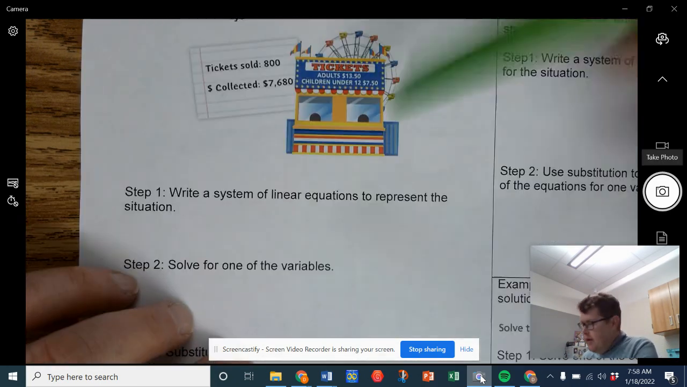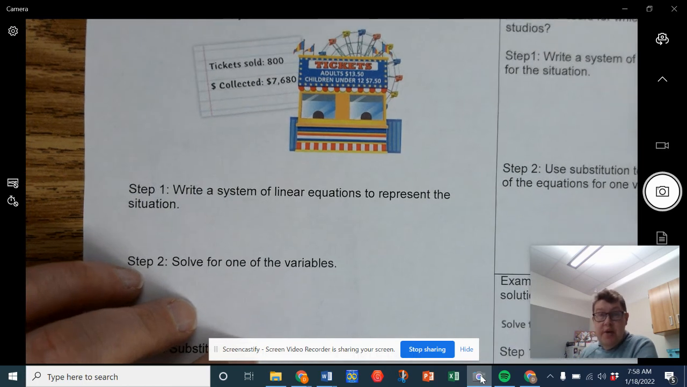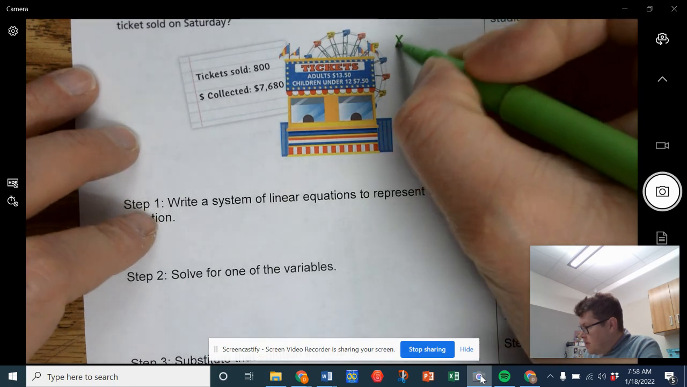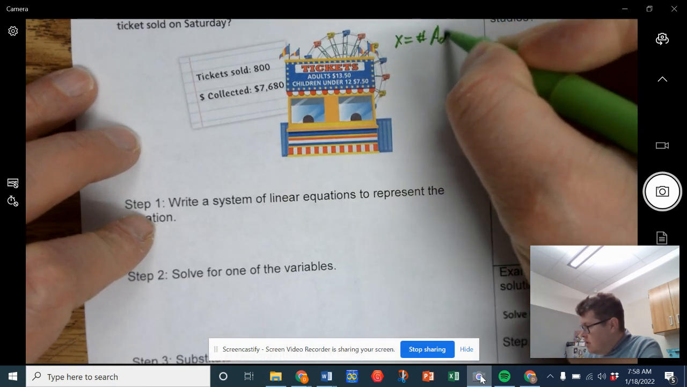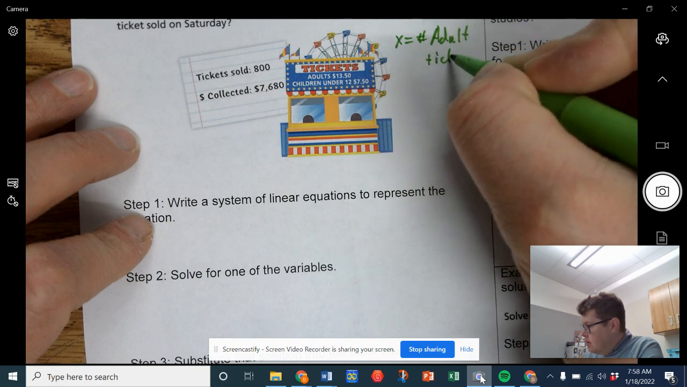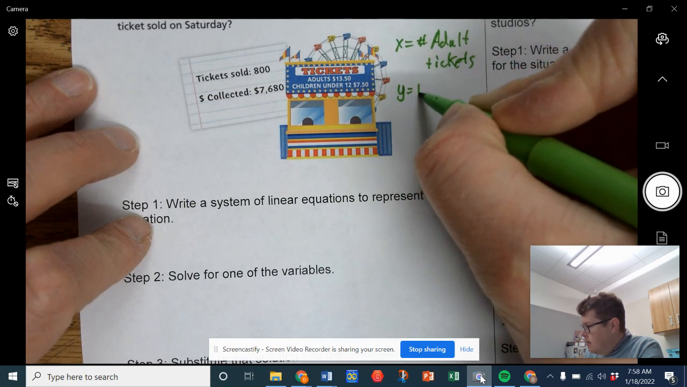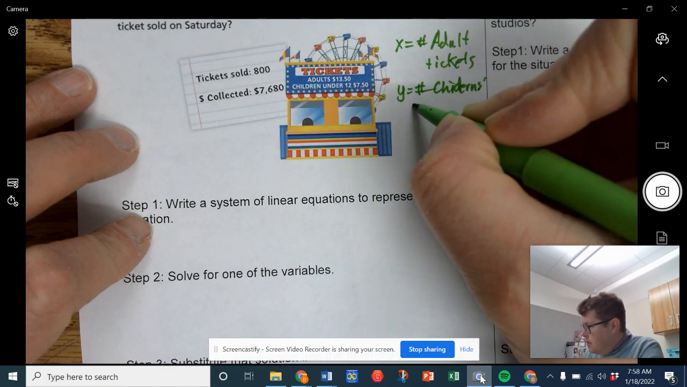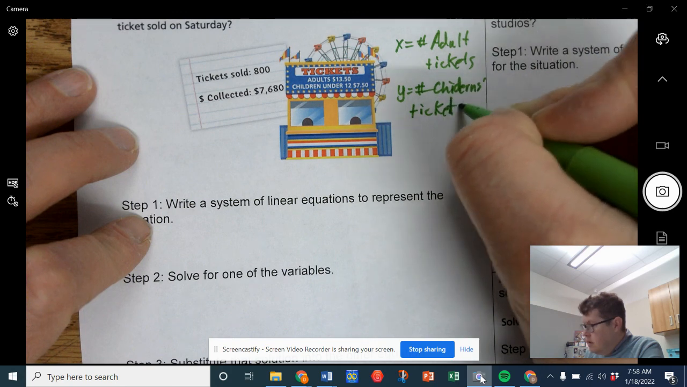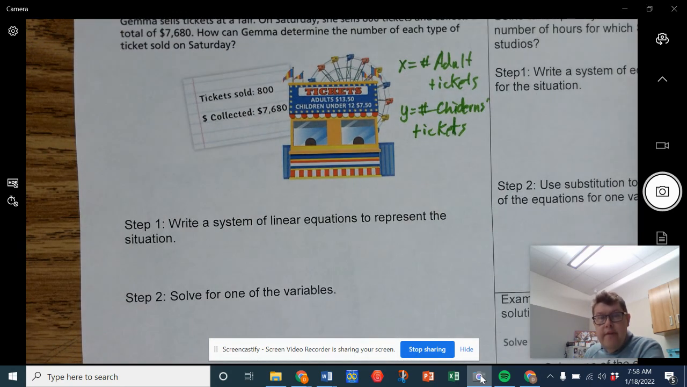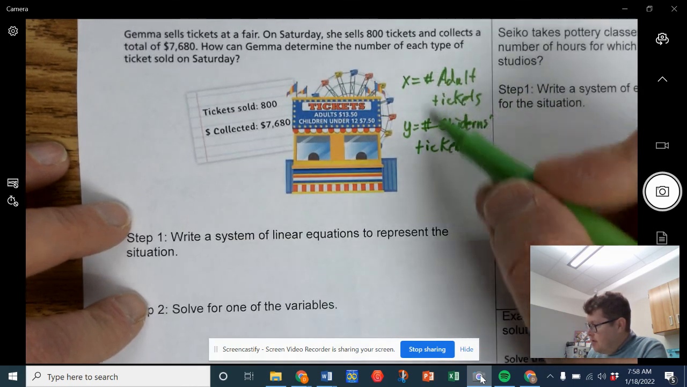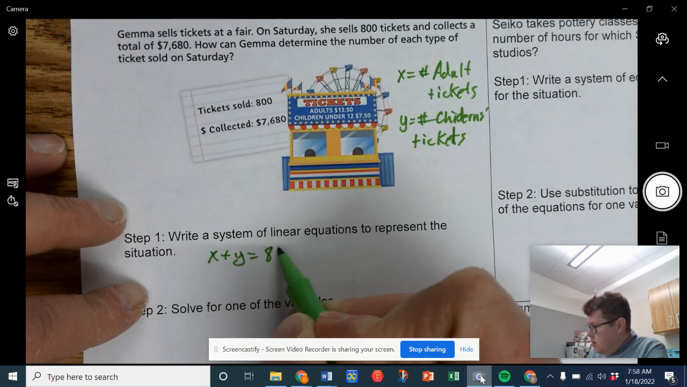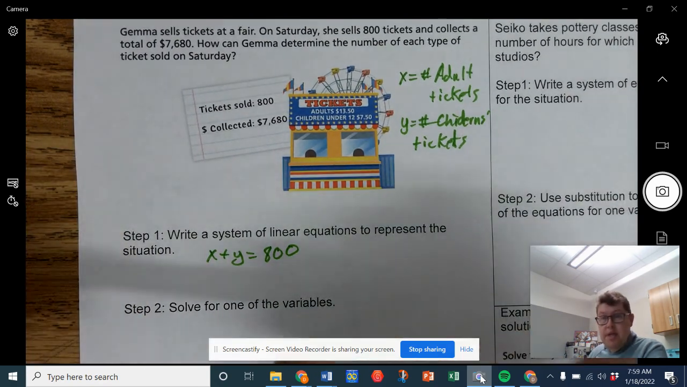So what we're going to do is write a system of linear equations to represent the situation. We need two equations, because a system of equations is two or more, right? I'm going to say that X is the number of adult tickets, and Y is the number of children's tickets. We know the total number of tickets sold, so we can say X plus Y equals 800 for that first equation. That just represents the number of tickets sold.